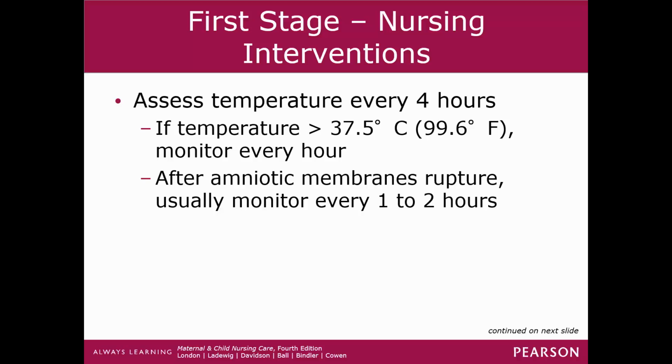Now, in labor, in the first stage of labor, first stage being when she's 0 centimeters to 10 centimeters, we're going to check her temperature every 4 hours if her water isn't broke, and if it is, then we'll check every 2. Now, if she starts spiking a temperature, anything over 99.6 Fahrenheit, we will check her temperature every hour.